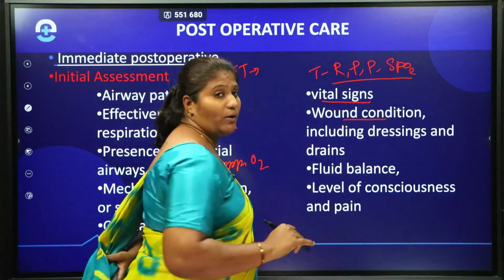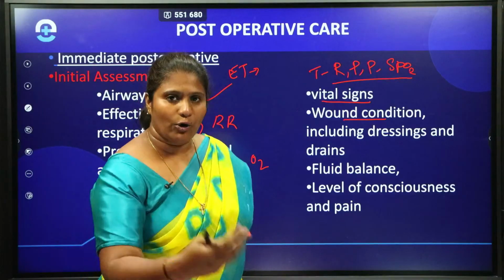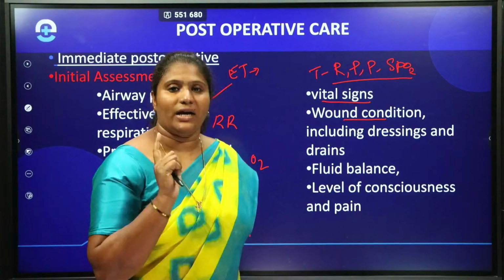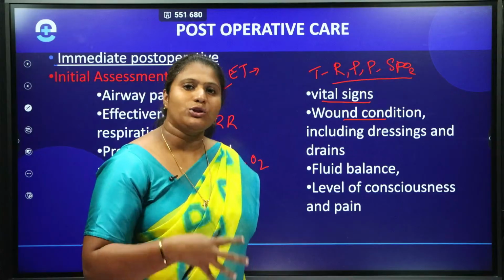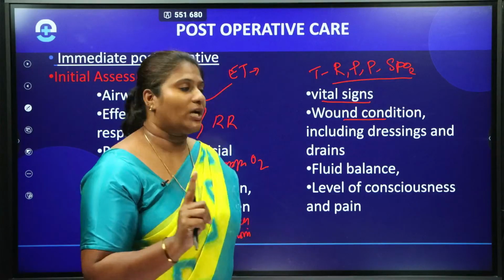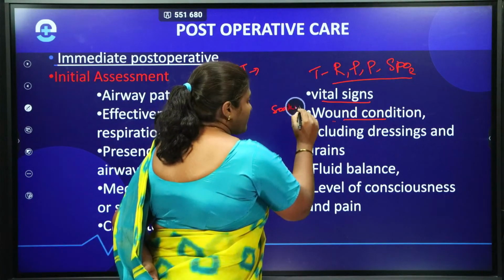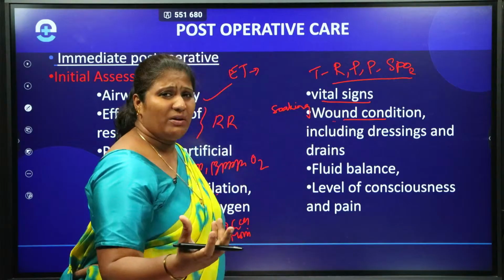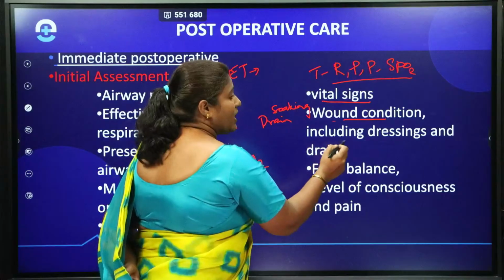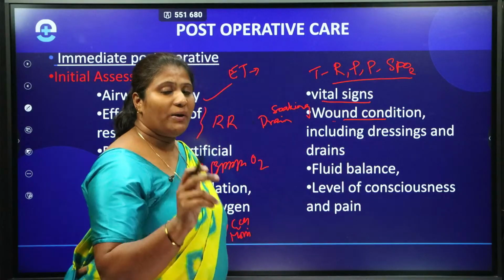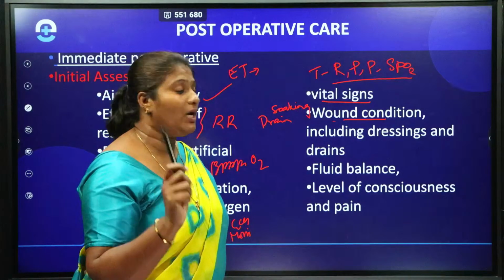Then wound condition. Once the patient comes from the recovery room after 8 hours or after 6 hours, immediately you need to check the wound condition, whether oozing is there, whether bleeding is present, or whether the dressing is soaked or not. Wound soaking is nothing but full of discharge after the surgery. Check whether the drainage tubes are present or not. Including dressing and drains, you have to check everything. Don't forget to check the wound condition after receiving the patient from the OT.